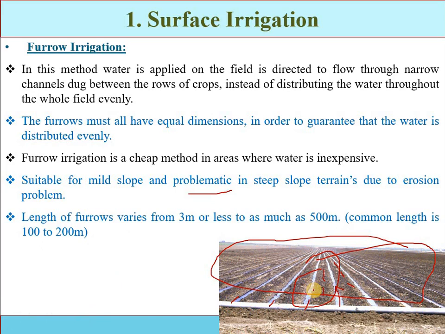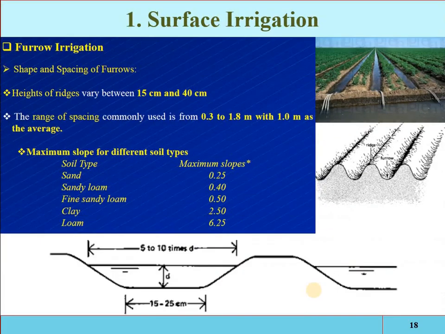Length of furrow varies from 3 meters to 500 meters, but the recommended or average furrow length will be from 100 to 200 meters. Again, that depends on the type of soil, the crop requirement, climatic condition, and topographic condition. Now these are just the standard or recommended dimensions. For example, this is the depth of one furrow, this is the depth of another furrow. So in between these two furrows, this is called the spacing between the two furrows. The spacing between two furrows will be from 1 meter to 2 meters.